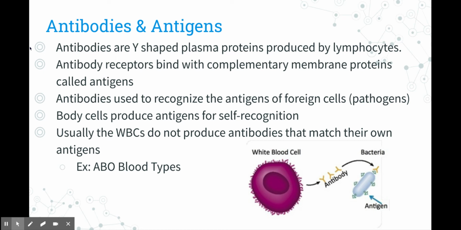And now our antibodies and antigens. Antibodies are proteins produced by the white blood cell lymphocytes. Antibodies have receptors that bind with complementary proteins called antigens. Antibodies are used to recognize the antigens of foreign cells. Sometimes those foreign cells are pathogens, like a bacteria or a virus. Our body also produces antigens for self-recognition, so we know which cells belong to our body and don't attack our own cells.